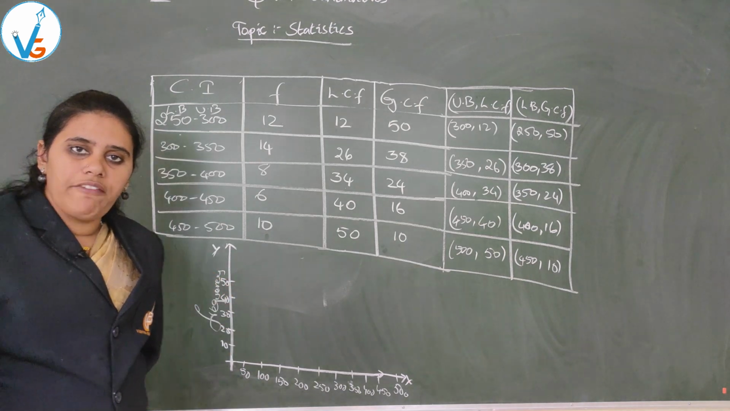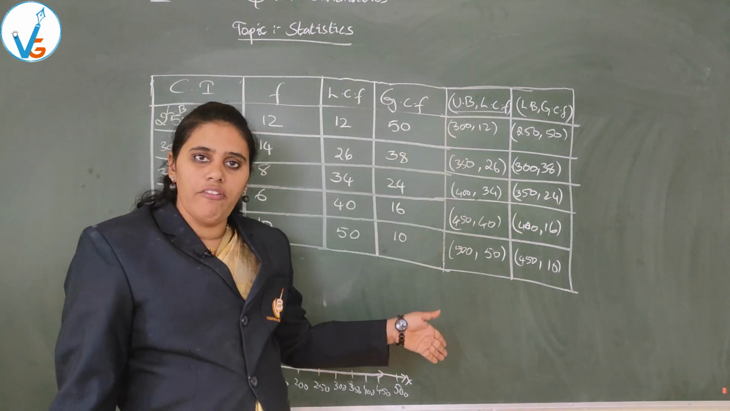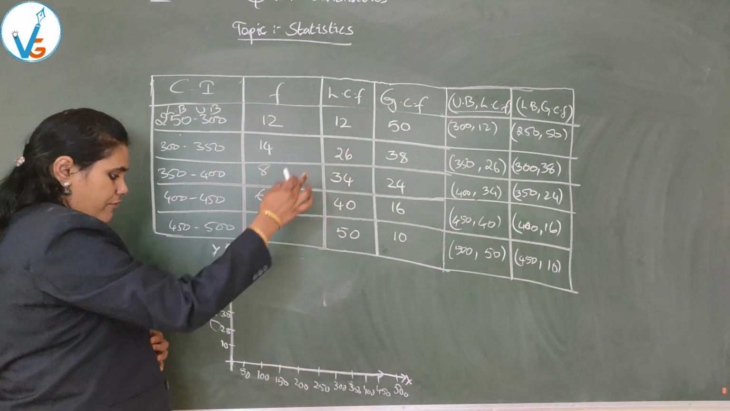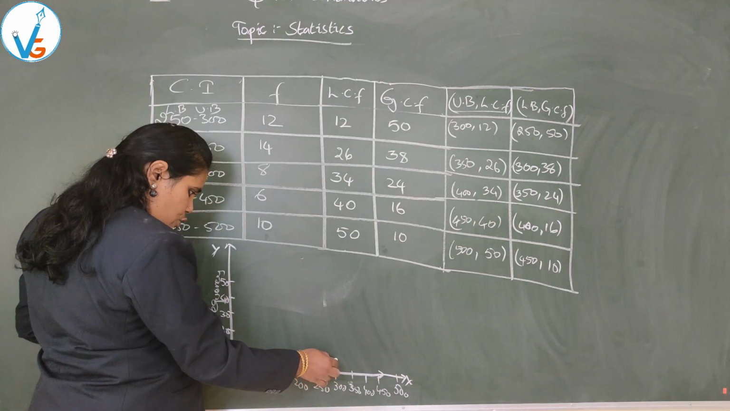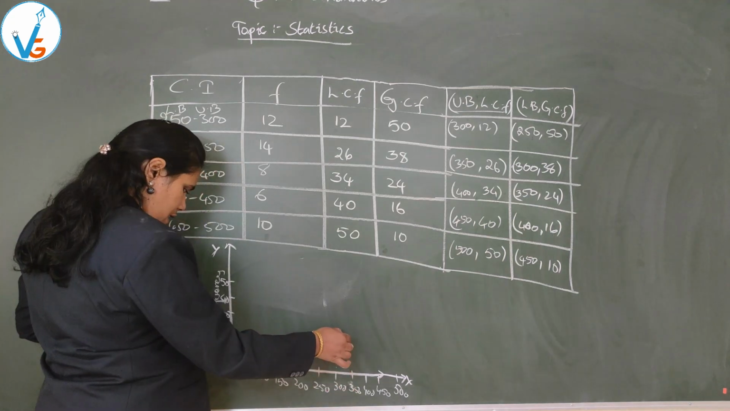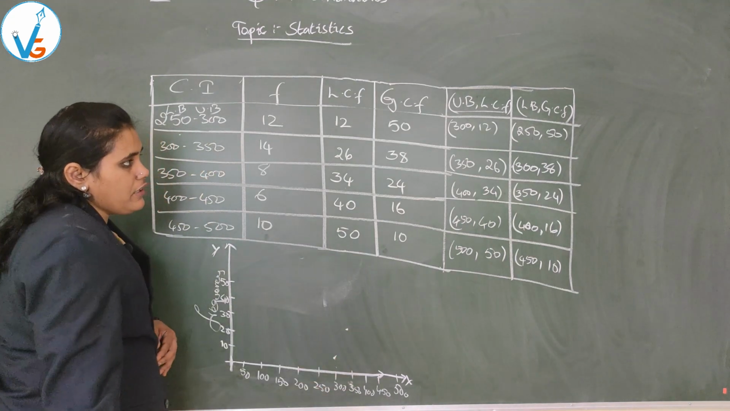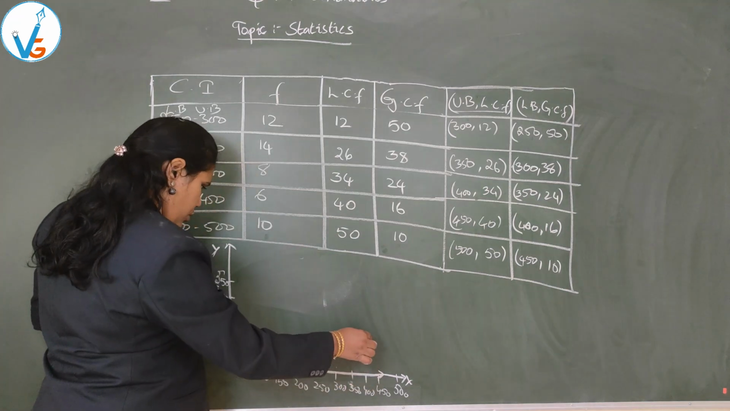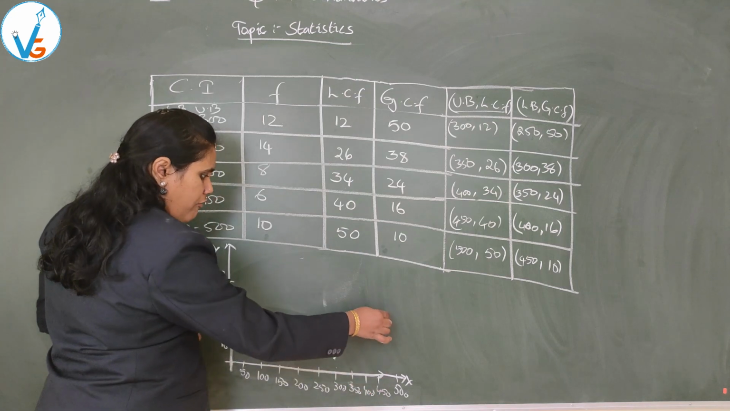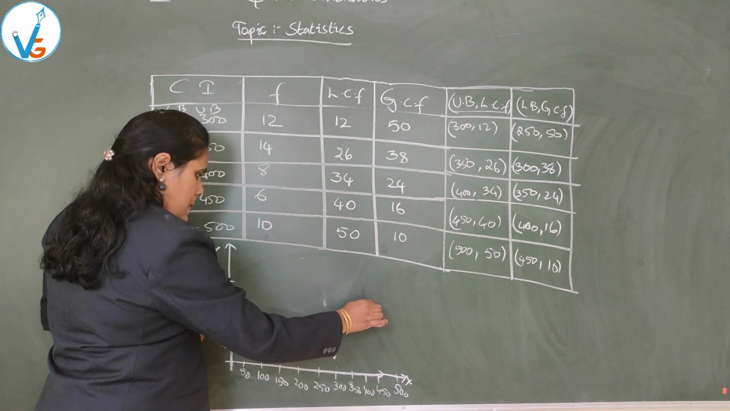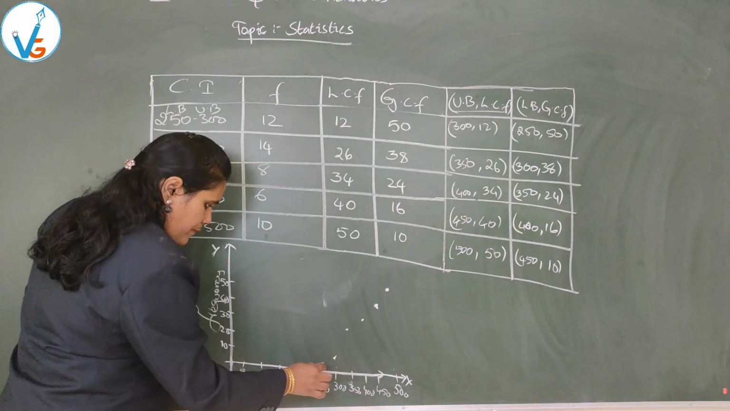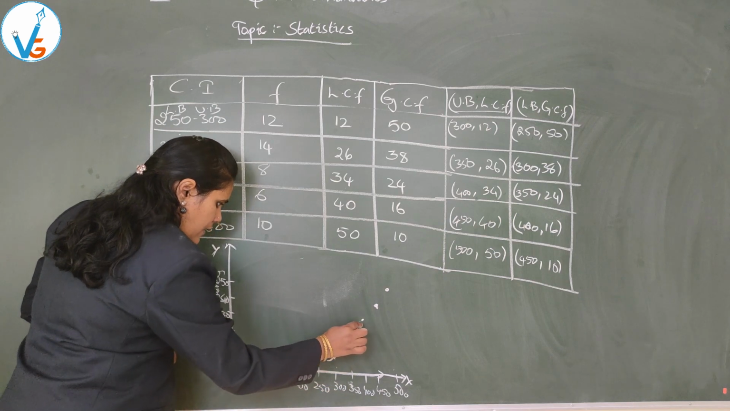Okay. Next, what we have to do? We have paired here. We have to locate these points in the graph. Now you see here what is our first point? 300 comma 12. Next point 350 comma 26. Next point 400 comma 34. Next point 450 comma 40. Next point 500 comma 50. So your graph will be in this manner.